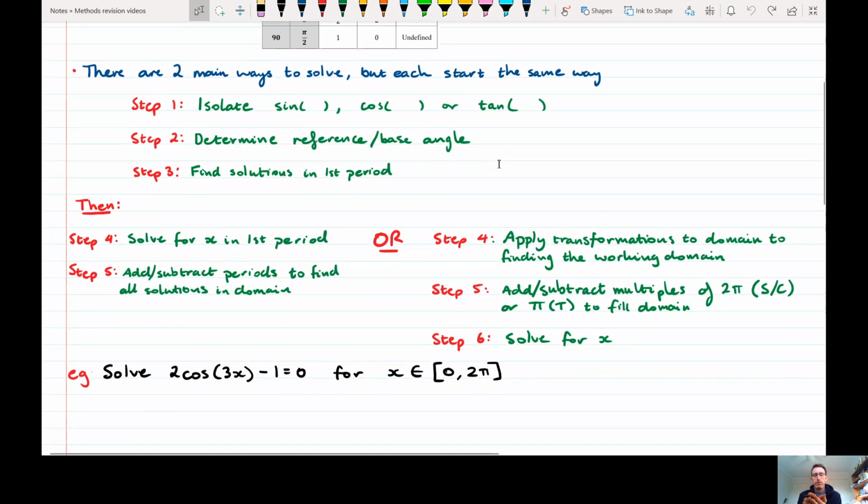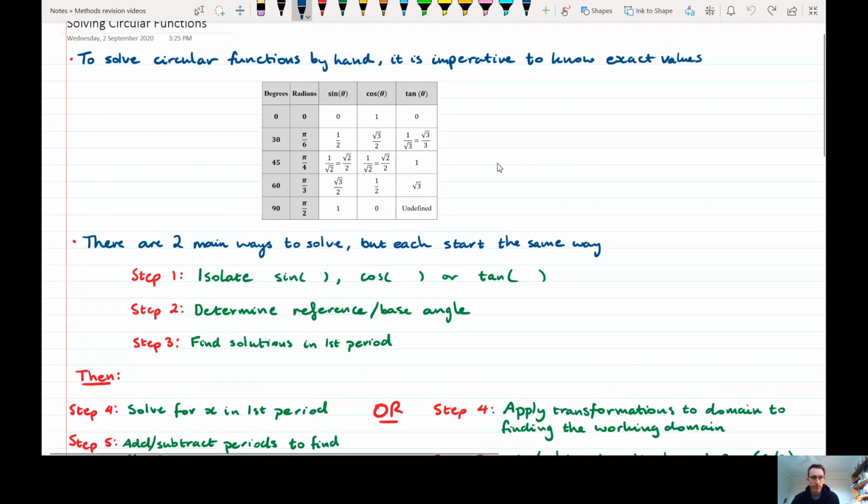So here are the main ways to solve. The first three steps for both cases start the same way. So in all cases, get sine, cosine, and tan by itself. Then you define the reference angle or the base angle, which comes from our exact value table up here. And then we're going to find all the solutions in the first period or first rotation between 0 and 2 pi for the sine, cosine, or tan that we've got. This is where it deviates.